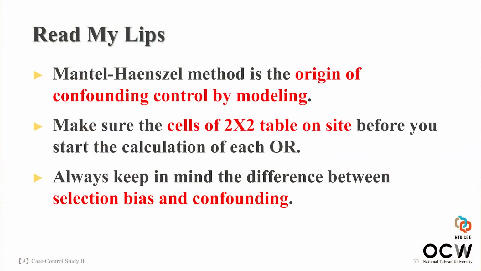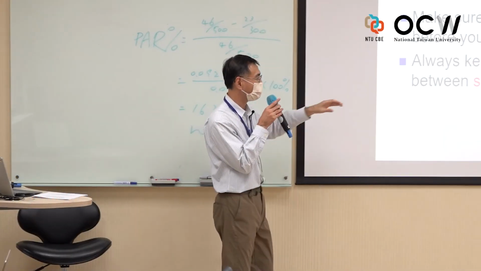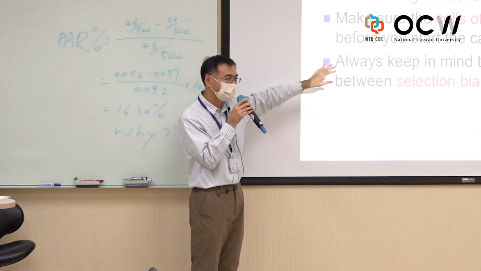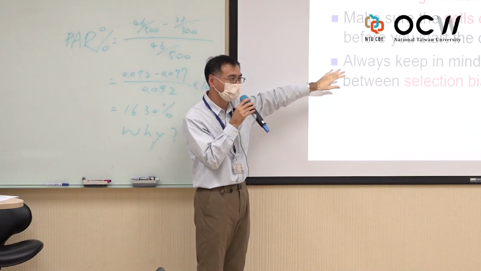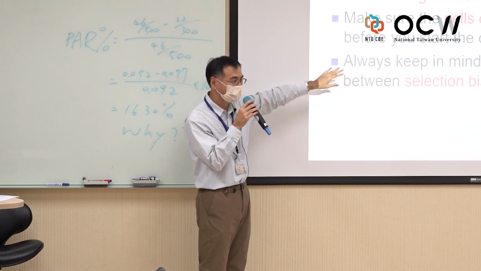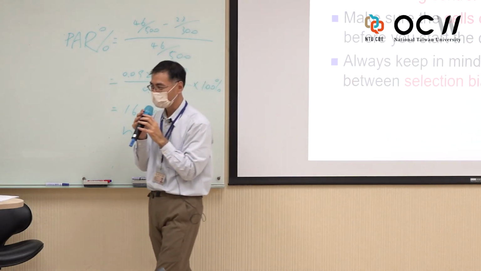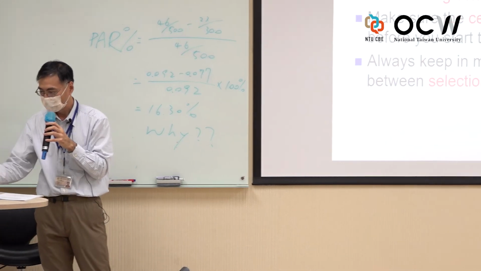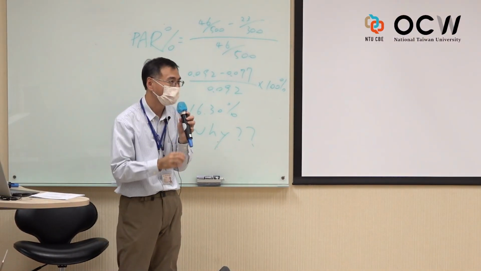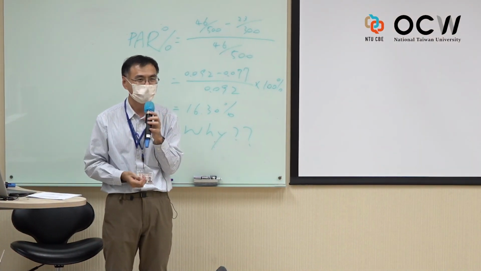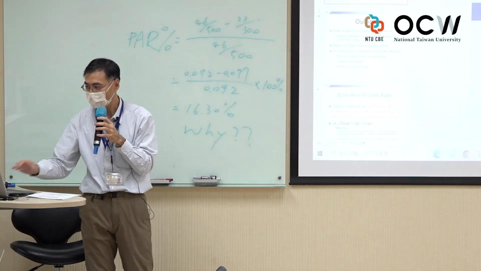Okay, and always keep in mind the difference between selection bias and confounding. I know it's confusing. It's very difficult, even for a PhD in epidemiology. Believe me, a lot of people still get confused about confounding versus selection bias. But with my help with that table for comparison, it'll be much clearer. Okay. Thank you.